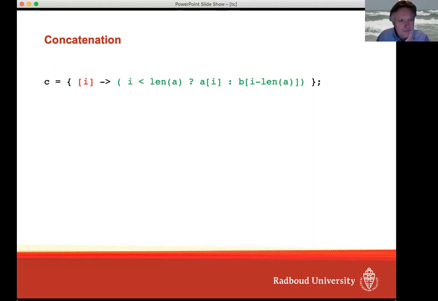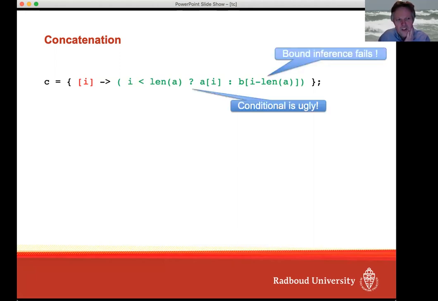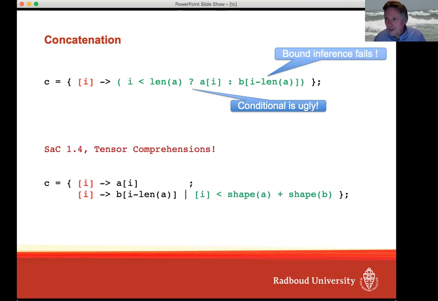Now this is ugly for various reasons. The conditional is ugly. I don't like to have conditionals in there, simply for the reason that this typically is a data parallel execution loop, and I don't really want to have conditionals there. Another problem that arises is that here our bound inference will fail. So it's neither good nor practical. That's the reason why we always kept with loops alongside the set notation, because sometimes you need more flexibility. This is what inspired us to say, okay, maybe we can push the set notation. And this is what happened essentially 2 years ago when set notation was upgraded to tensor comprehensions.